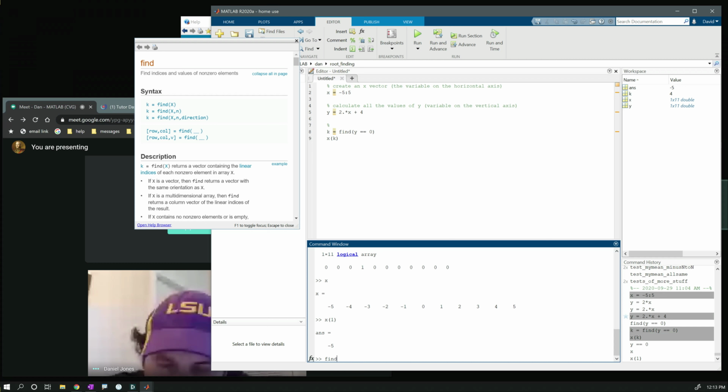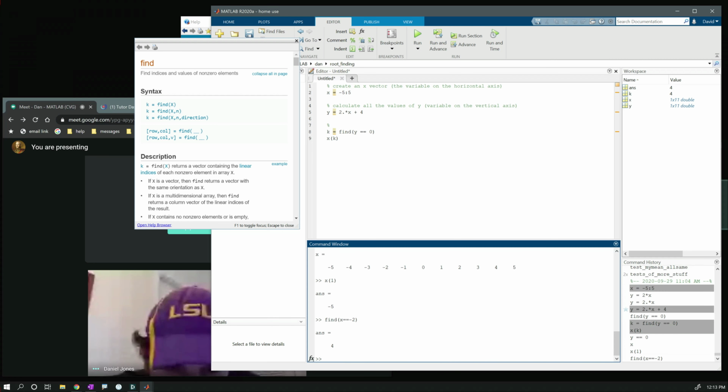If I said find x equals negative 2, right? This is going to result in the indices, or the element of x that's equal to minus 2. So what should I get if I press enter? You should get the fourth element. Yep, I got the fourth element.